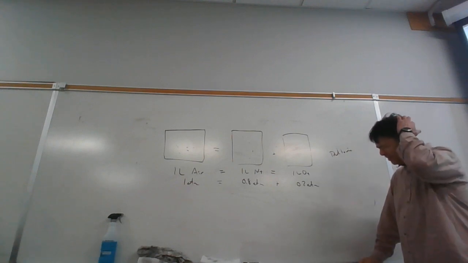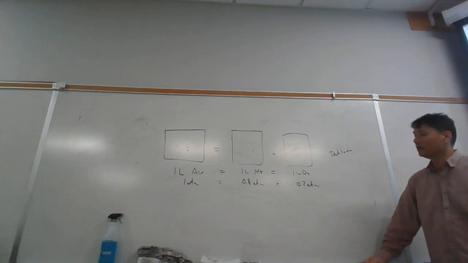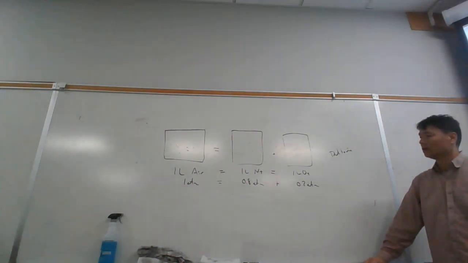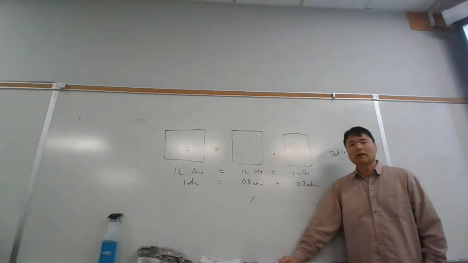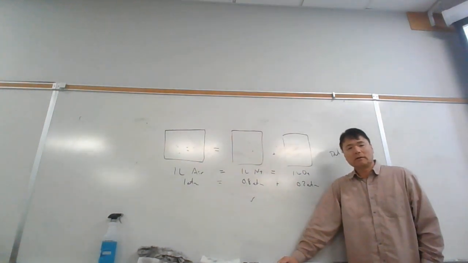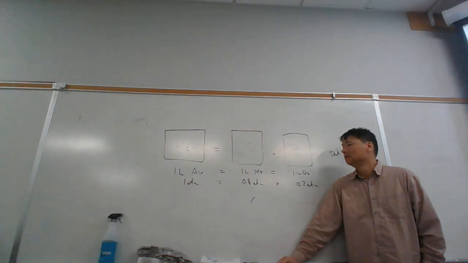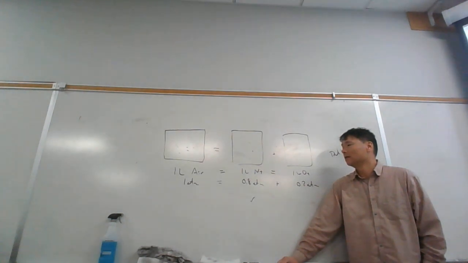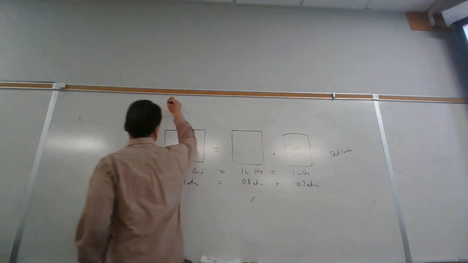And so this is Dalton's. So we take 1 liter of nitrogen at 0.8 and combine it with 1 liter of oxygen at 0.2, and we end up with 1 liter of air at 1. And so that's true. The other possible way of visualizing this mixture is via, not Dalton's, but Avogadro's. So what would Avogadro's be?